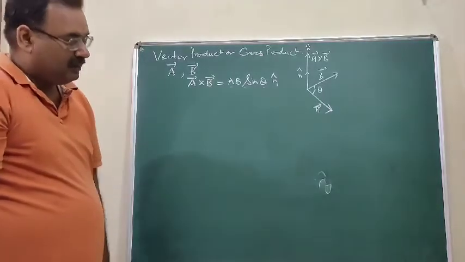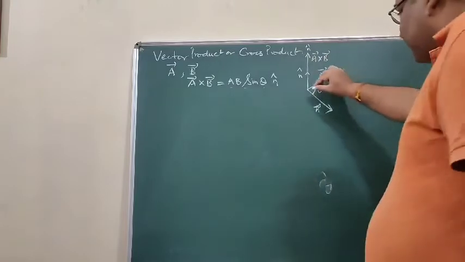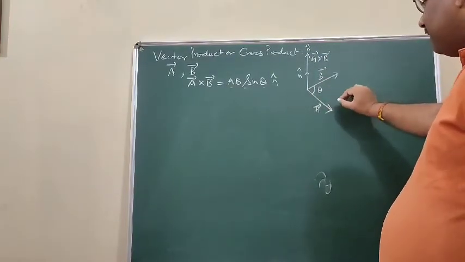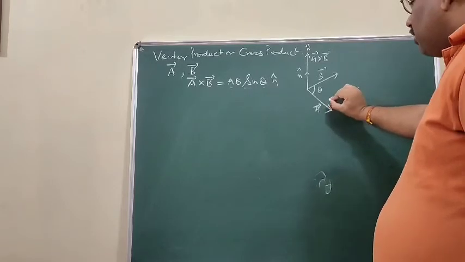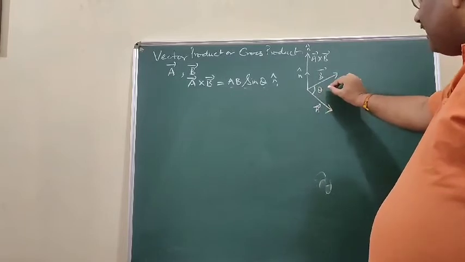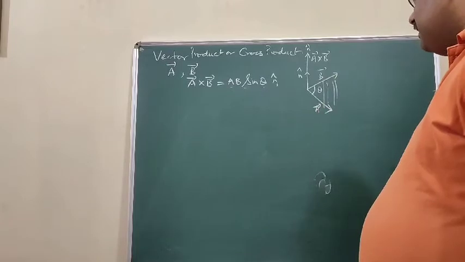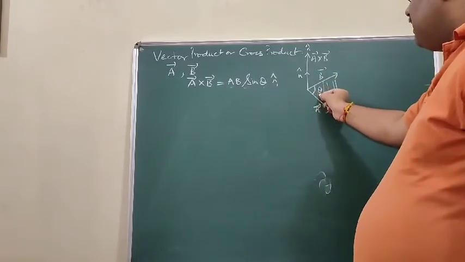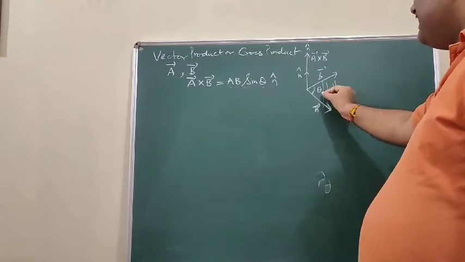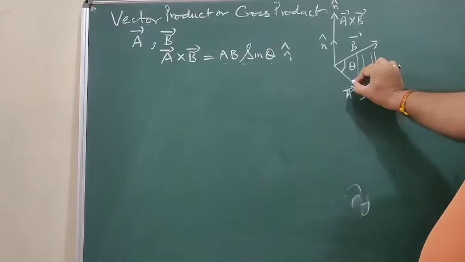So I will tell you this here. Look here. We have got two vectors, vector A and vector B. If you do the cross product, the angle between the two vectors is theta, and this is the plane in which these two vectors are lying. Then the direction of the cross product is perpendicular to the plane that contains A and B.